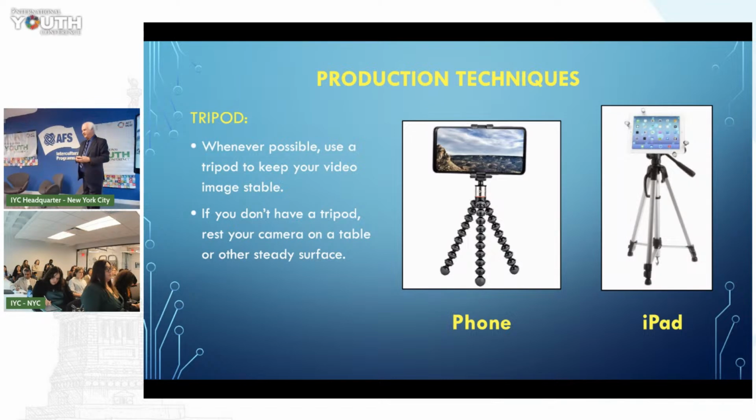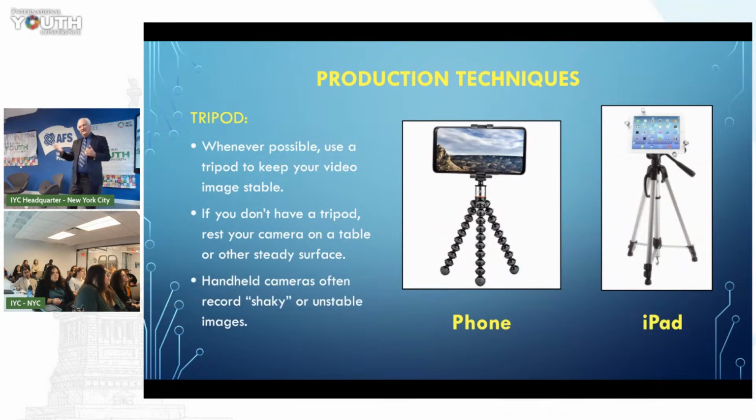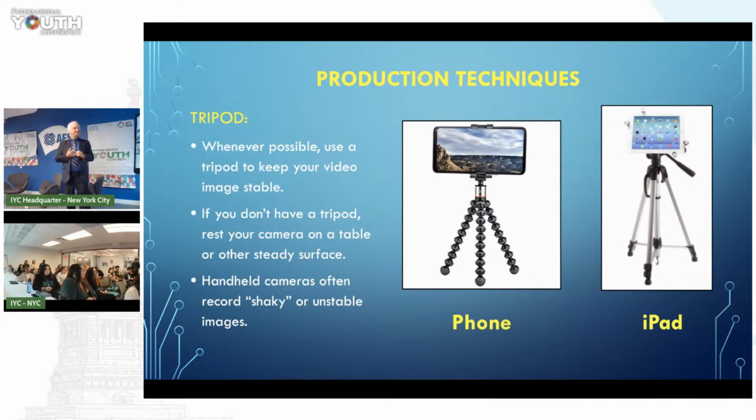Now, a lot of young people ask me, well, I'm shooting out in the field or something. There's no table out there, and I don't have a tripod. What do I do? Find a way, right? Set up some rocks. Maybe lean it against the branch of a tree or something. Find some way to stabilize it if you can. And I understand that sometimes it's impossible. Okay, handheld cameras, as I mentioned, record shaky or unstable images, even if you don't think they do.